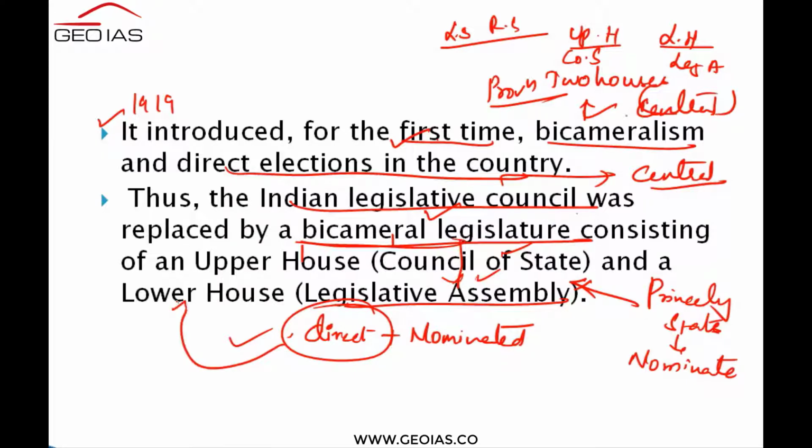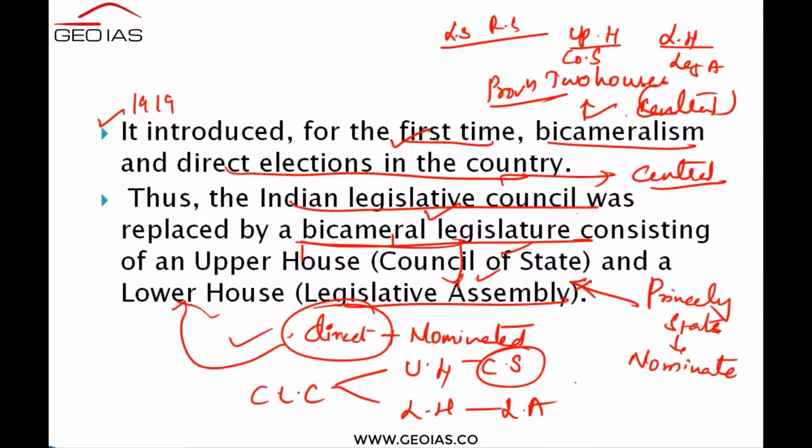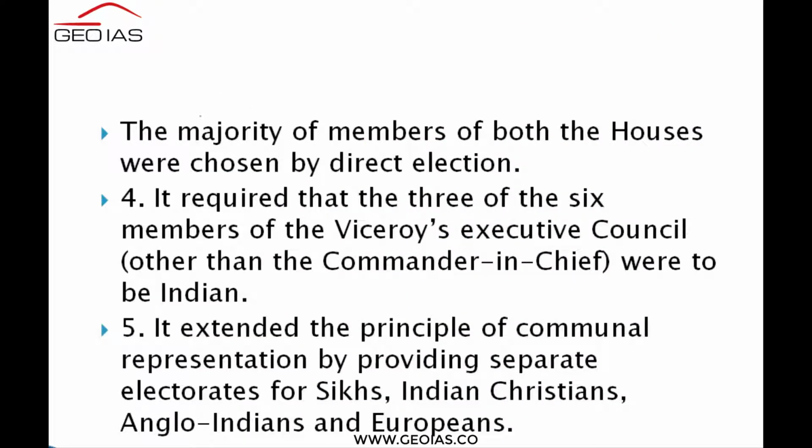So the Central Legislative Council was divided into an upper house and a lower house. The upper house is known as the Council of State, like Rajya Sabha. The lower house is the Legislative Assembly, like Lok Sabha. And the majority of the members of both houses were chosen through direct elections only.